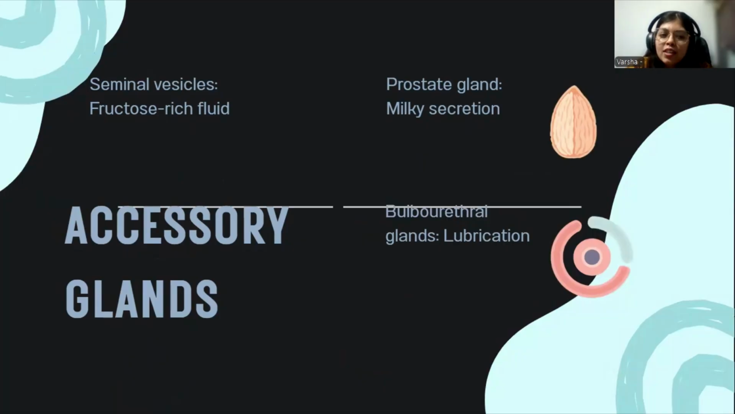Now about some accessory glands. These glands make sperm actually functional. First is the seminal vesicle, which provides fructose. In return, you can say it provides energy. The prostate gland gives out a milky secretion, and the bulbourethral gland is there to provide lubrication. Quick memory trick: fructose, energy for sperm movement.